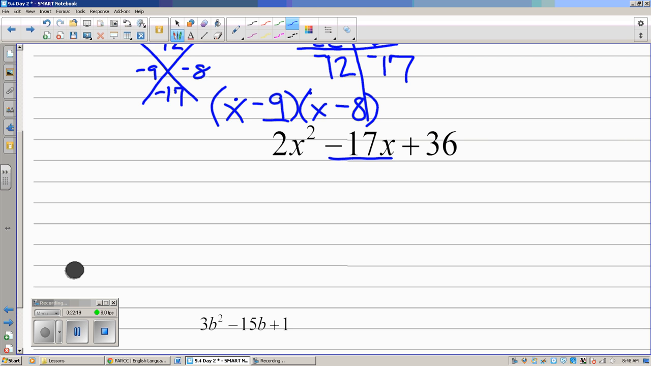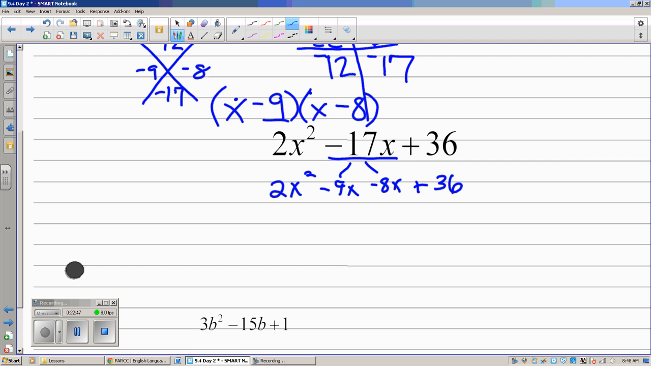So I'm going to split this negative 17x into negative 9x and negative 8x. And that still adds up to negative 17x. Okay, and then I'm just going to write the rest of the problem down, 2x squared plus 36. Okay, so now I've got it written like this, and now I'm going to rearrange things.